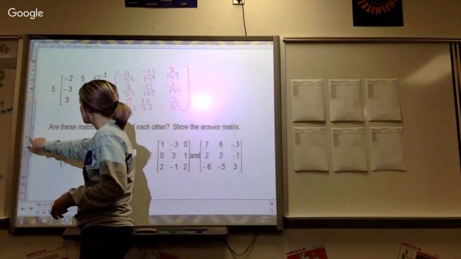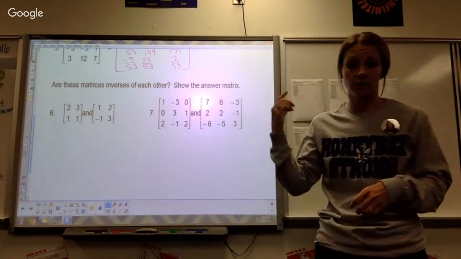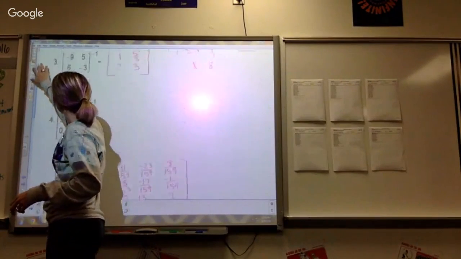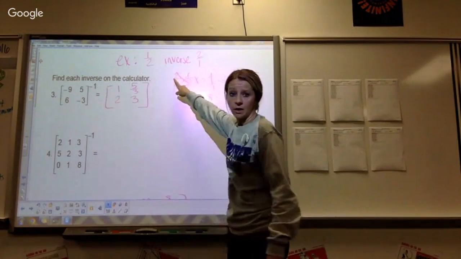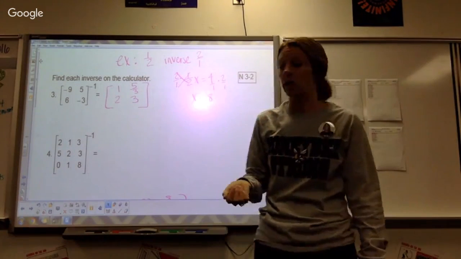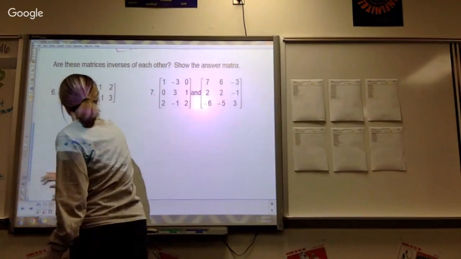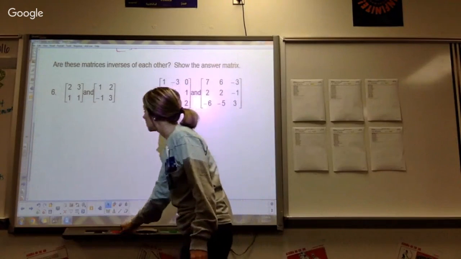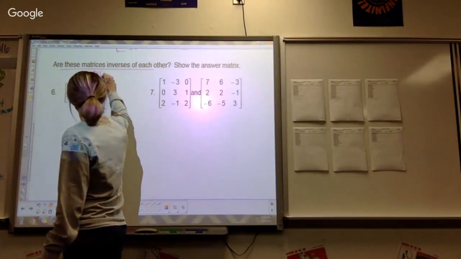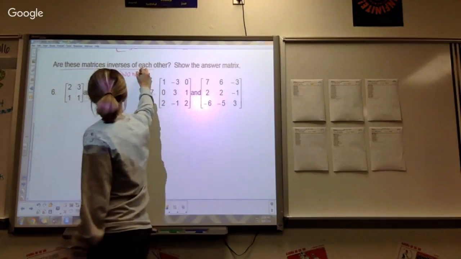Okay, so now on this last part it says, are these matrices inverses of each other? Remember we talked about at the very top of this page that when you multiply inverses together, they should equal 1. So like right here, those equal 1. When you multiply a number times its inverse, it equals 1. So we want that to be the same case whenever we have inverses of matrices. So on these examples, when it asks if they're inverses, you need to multiply the two matrices.